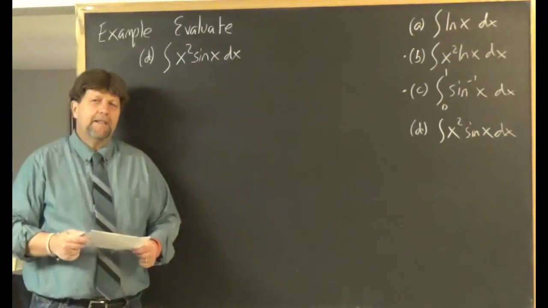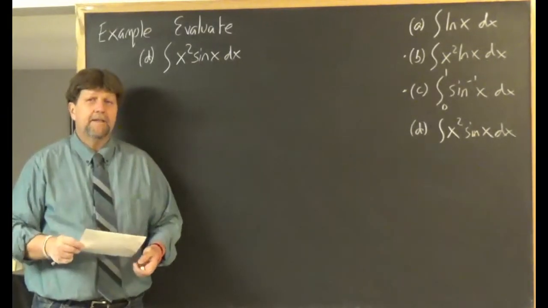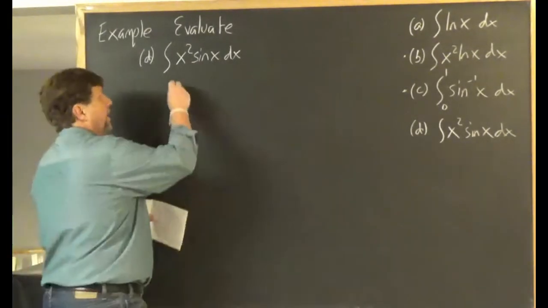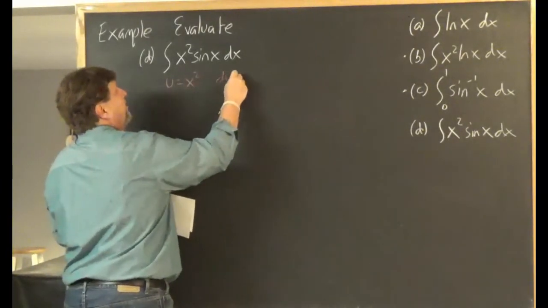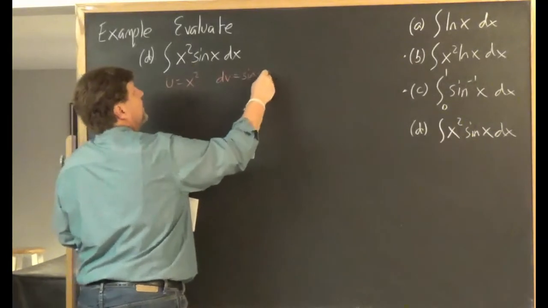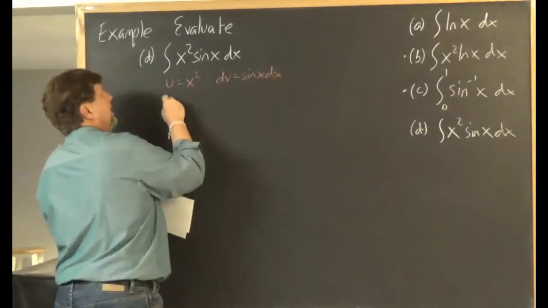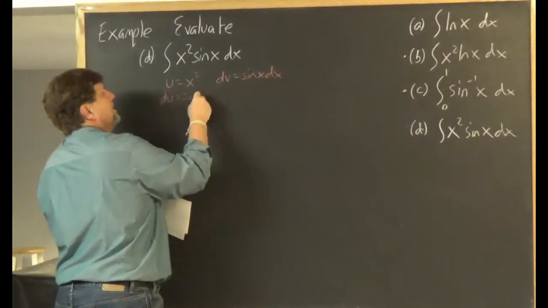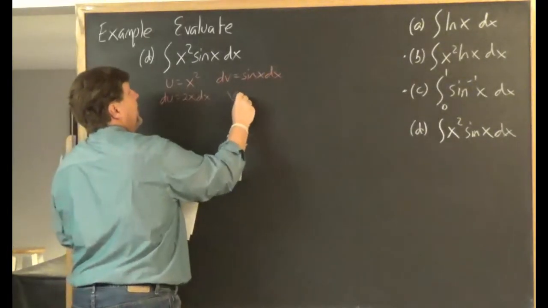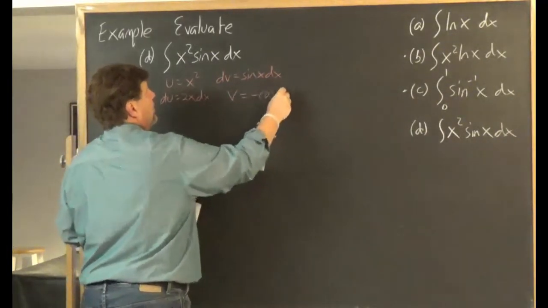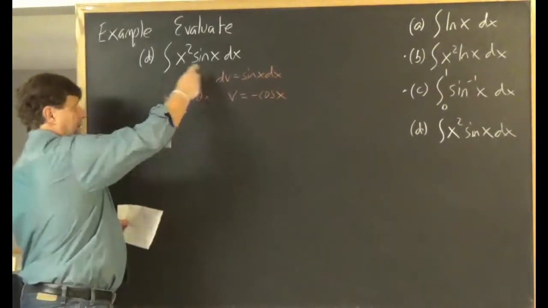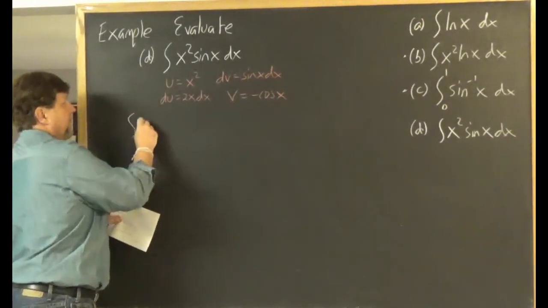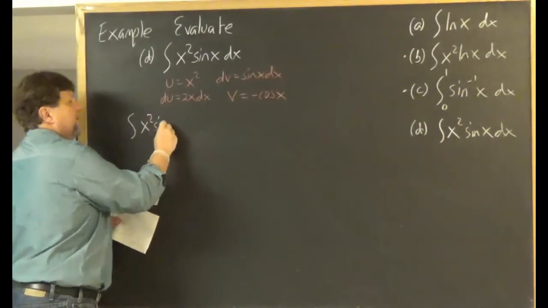Okay, part D, we're asked to integrate x squared sine x dx. So here I go. Start off, I'm letting u equal x squared. dv is sine x dx. du is 2x dx. v is negative cosine x. So when I crank this through, I write down the original integral. I crank it through integration by parts.